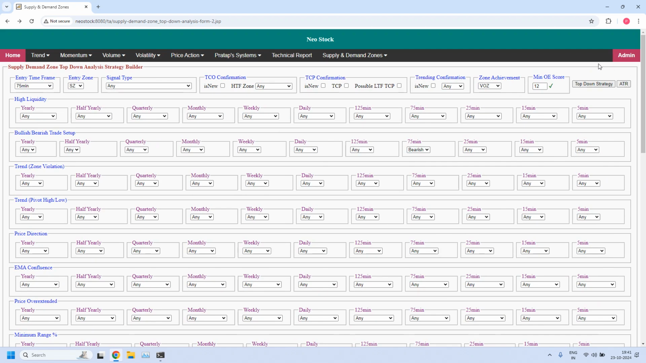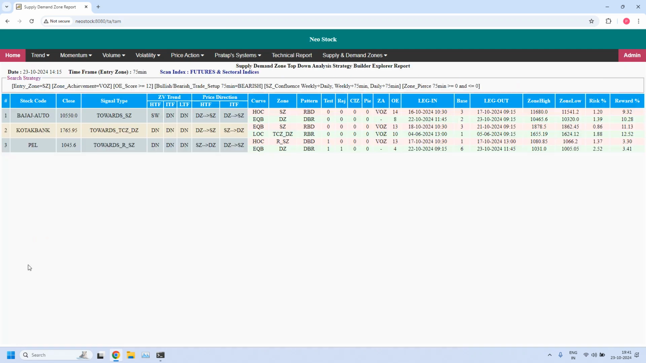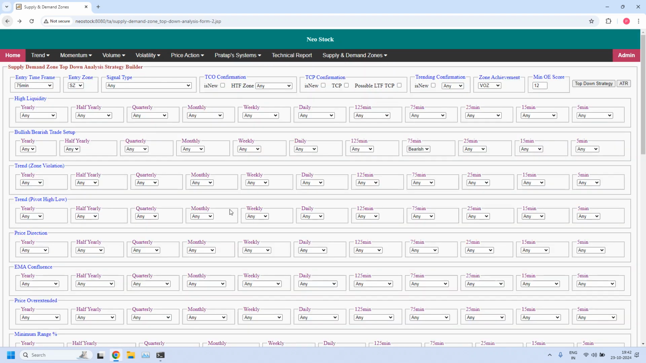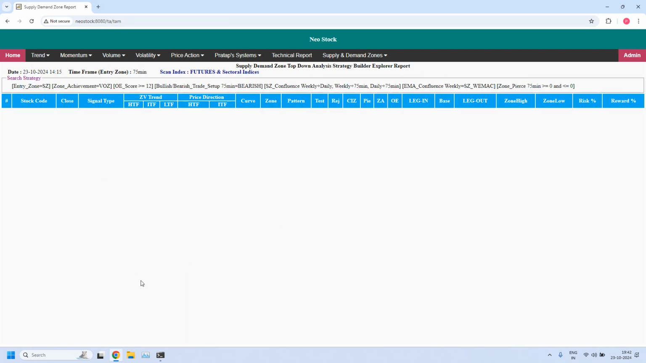With all the 3 filters, LTF, ITF, HTF, supply zone confluence, we got 3 stocks. In all the 3 stocks, 75 minute supply zone is part of daily, both together again part of the weekly supply zone. Except first, remaining 2 stocks are having downtrend, HTF trend, that is weekly trend. So if they are having weekly EMA confluence, they are even more high probability setup. Let's verify. In the EMA confluence, weekly time frame, weekly supply zone with weekly EMA confluence filter I enabled. So none of the stocks are having weekly EMA confluence, weekly supply zones.